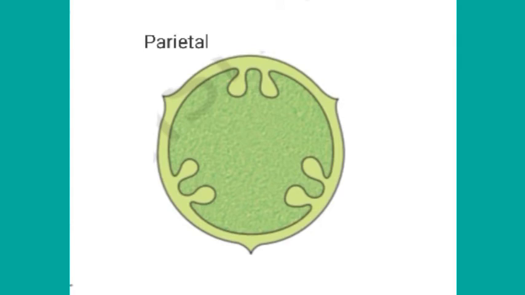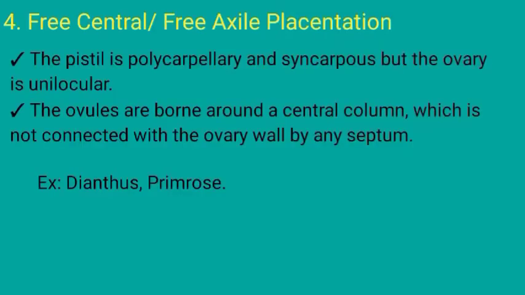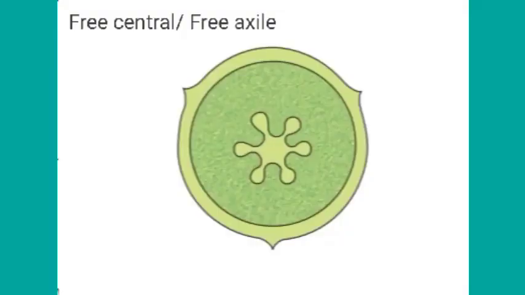See this diagram carefully. The next type of placentation is free central or free axial placentation. In this type, the pistil is polycarpellary and syncarpous, but the ovary is unilocular. The ovules are borne around a central column which is not connected with the ovary wall by any septum. Example, dianthus and primrose. Let's see the diagrammatic representation of free central or free axial placentation. In this, placenta is present in the middle, ovules are present, but it doesn't contain any chambers because it is unilocular. See this diagram carefully.